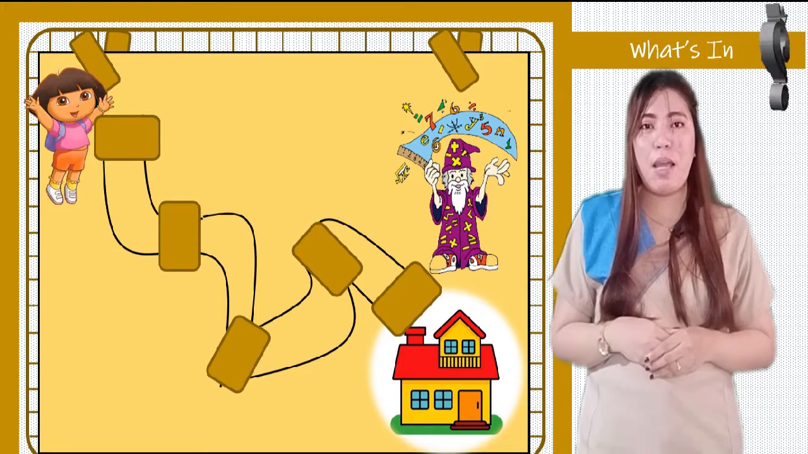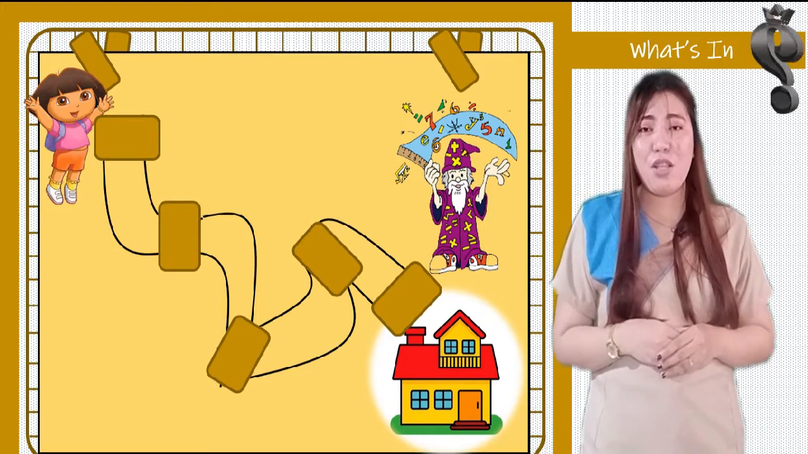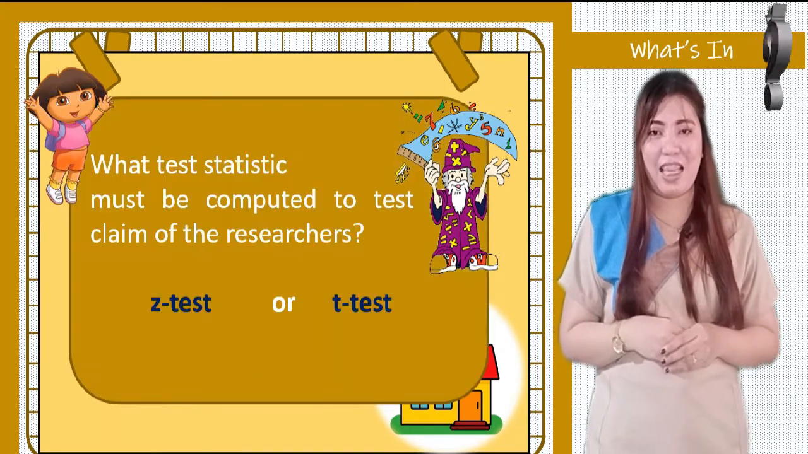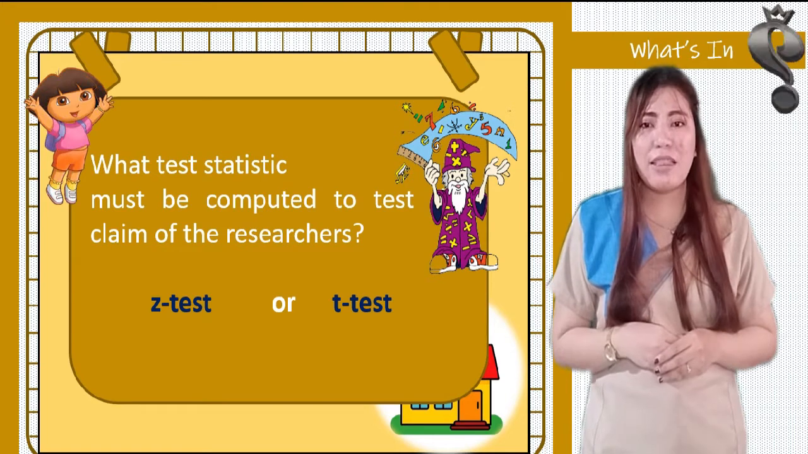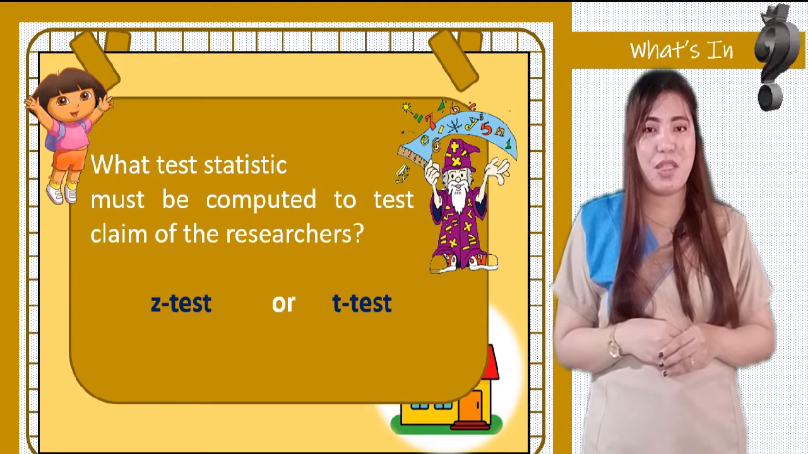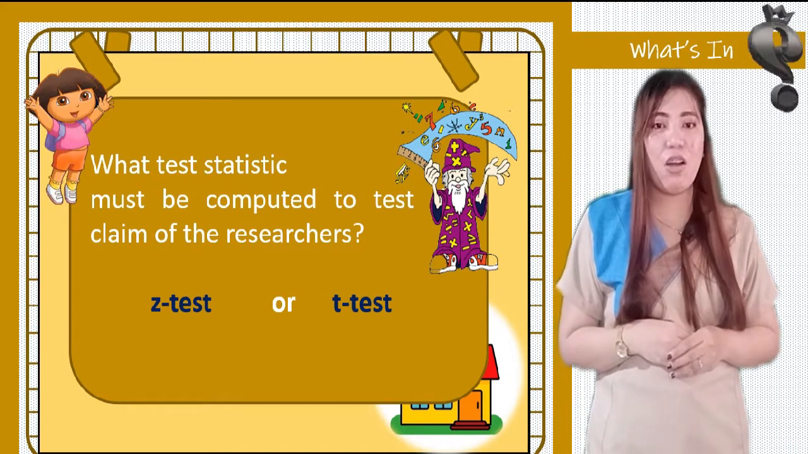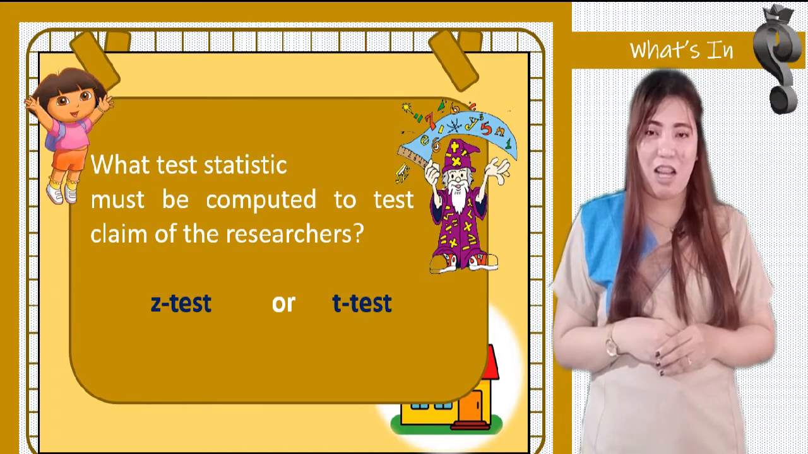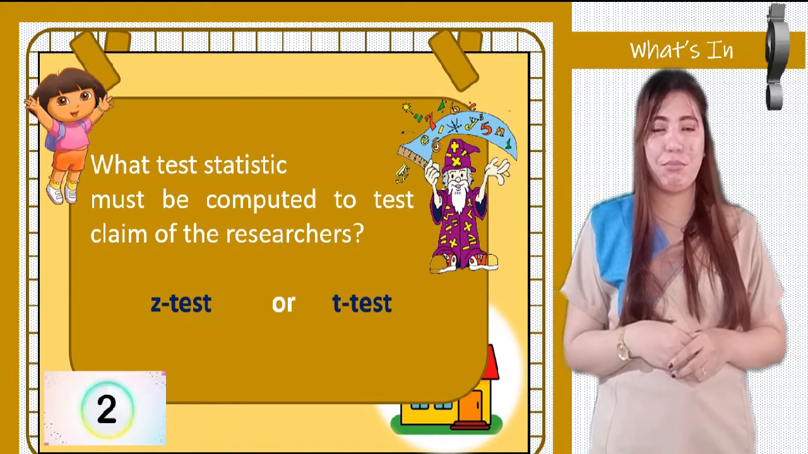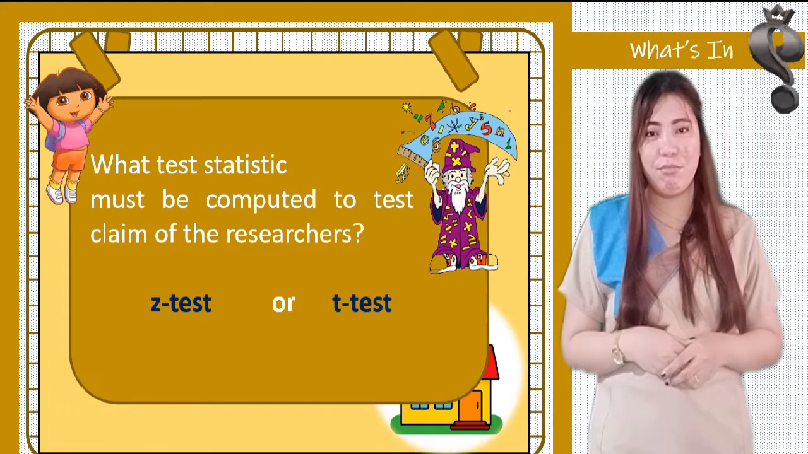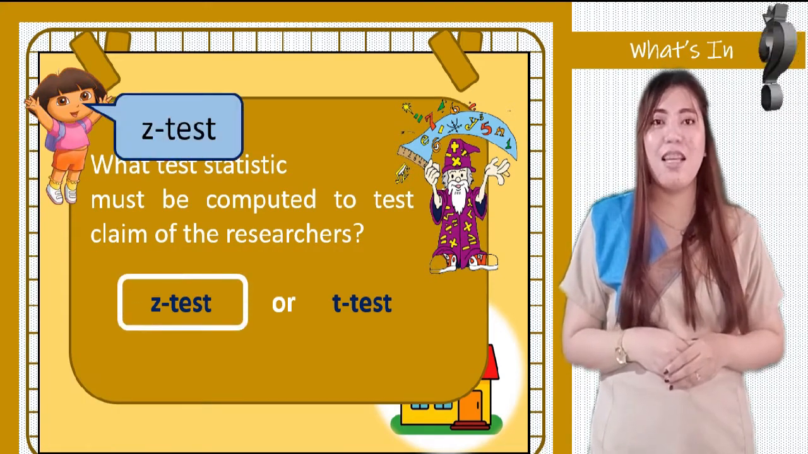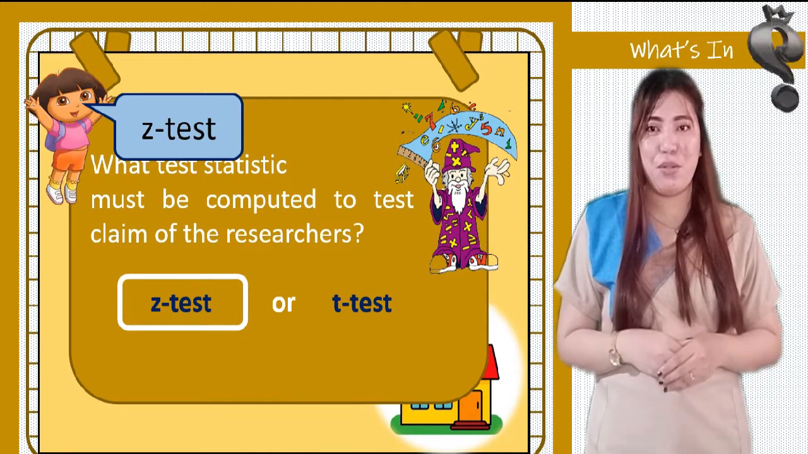After reading the problem, Dora is excited to answer the first question on the barriers. The question goes like this: what test statistic must be computed to test the claim of the researchers? Is it z-test or t-test? 5 seconds. Dora's answer is z-test. Z-test is the correct answer.